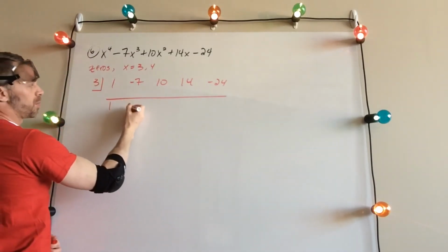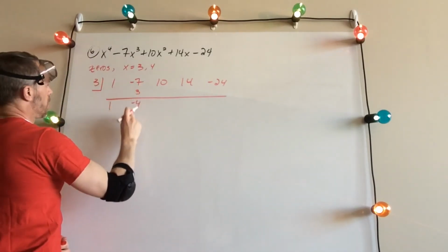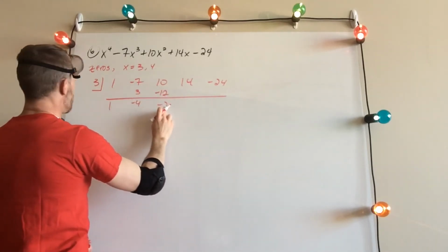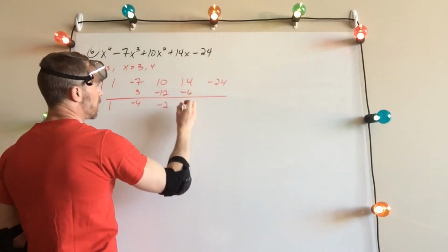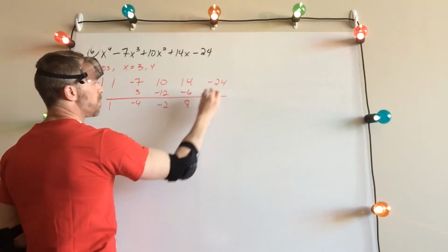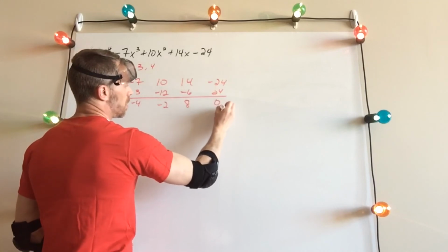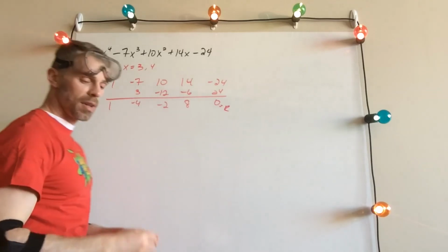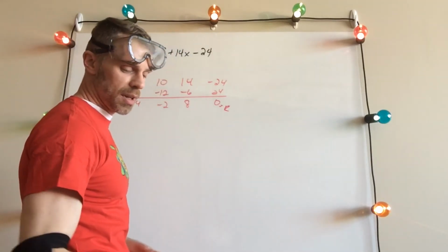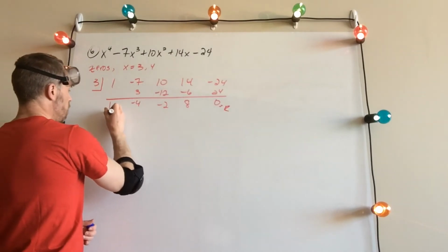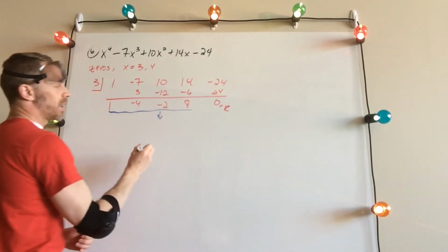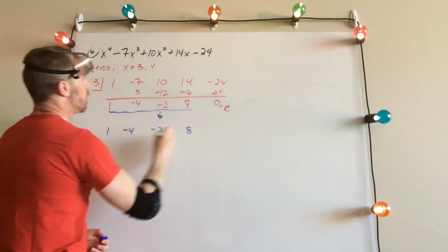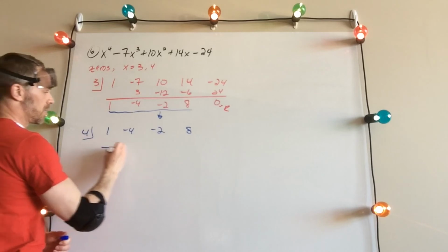Bring down the 1, multiply by the 0, multiply by the 0, add down, multiply by the 0, add down, multiply by the 0. So we read the graph correctly if we got a remainder of 0. So now we're going to continue on. Bring these numbers down and divide the next 0 out. The next 0 was 4.